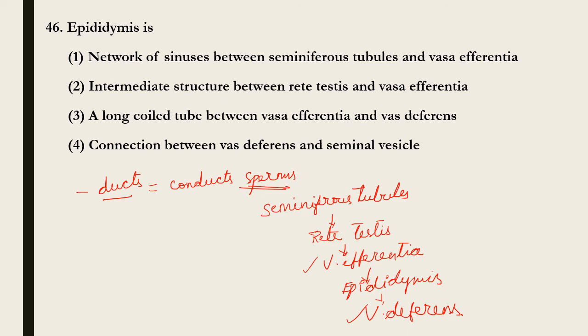Then check the options: a long coiled tube. The epididymis is a highly coiled tube. The sperms mature and reach the motility stage in this, and it is a primary storehouse. That's why it is present between the vas efferentia and vas deferens. So the correct answer is option 3.